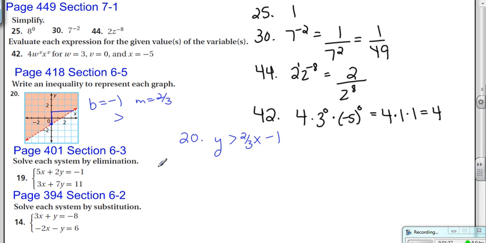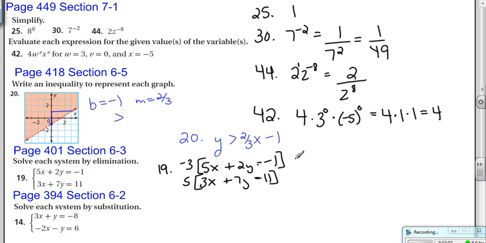For number 19, you have to solve that system by elimination. So you're either choosing to eliminate the x's or eliminate the y's. If I eliminate the x's, 3 and 5 both go into 15, so I could get 15's in front of the x's. If I eliminate the y's, 2 and 7 both go into 14. I'm going to choose to eliminate the x's. So I'm going to multiply the top row by a negative 3 to get a negative 15. I'm going to multiply the bottom row by a positive 5 to get a positive 15.